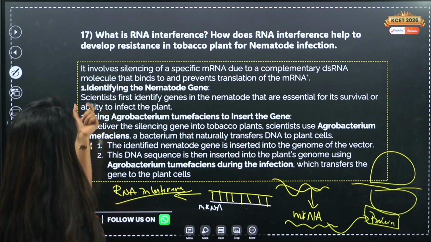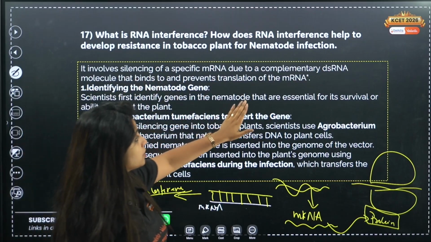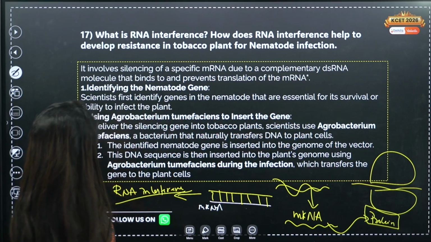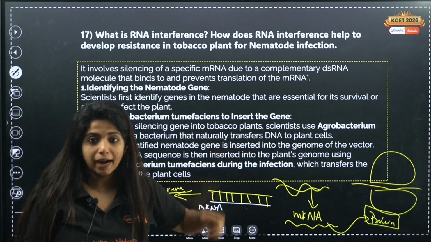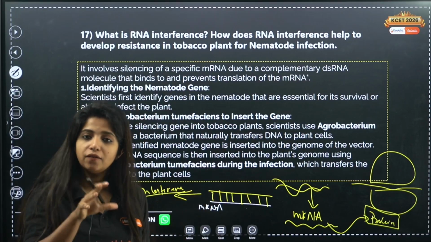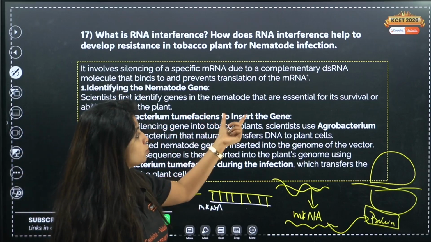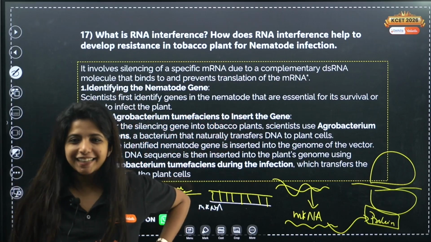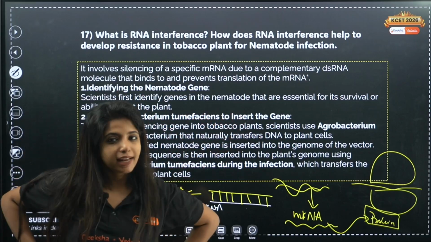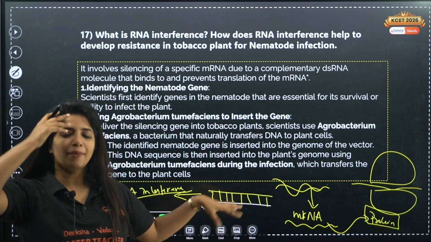So first of all, identifying the nematode gene. Scientists first identify the genes in the nematode that are essential for its survival or ability to infect the plant. Now, suppose I know the gene, the one that produces the protein. What do we do? We use Agrobacterium tumefaciens to insert the gene. So basically, I am going to take that gene that is going to form this mRNA.